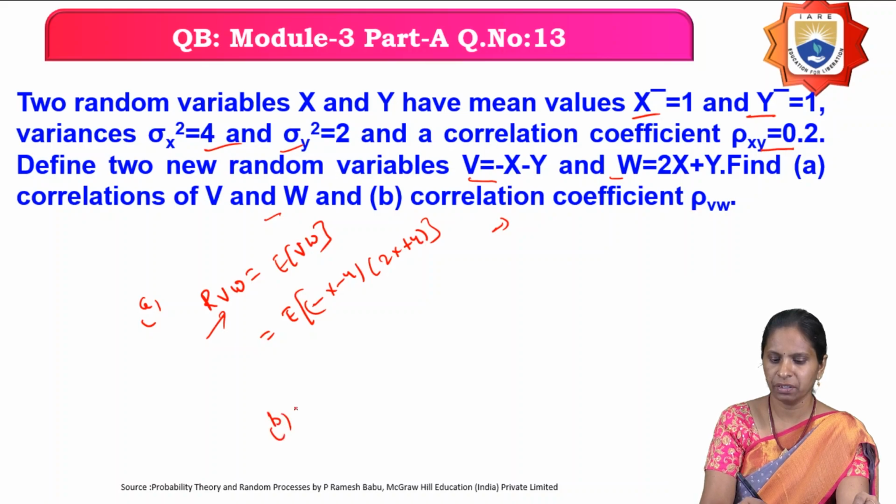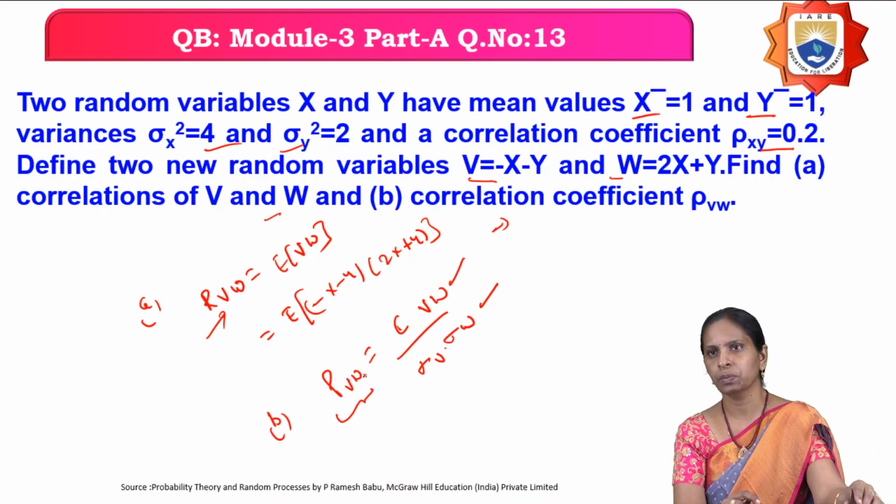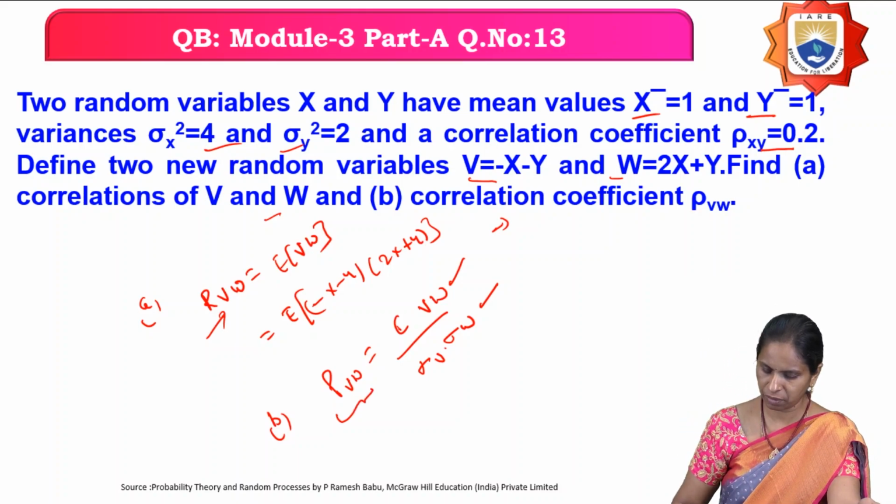And what is the b bit? You have to calculate the correlation coefficient of v and w. What is the formula here? The covariance between v and w divided by the standard deviations of v and w. So find out the covariance and then the standard deviations, so that we obtain the correlation coefficient of v and w, which we have done previously.